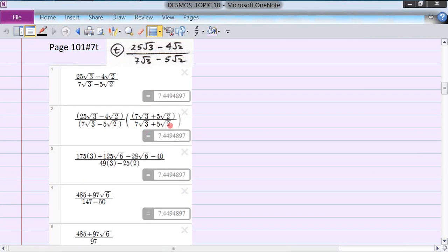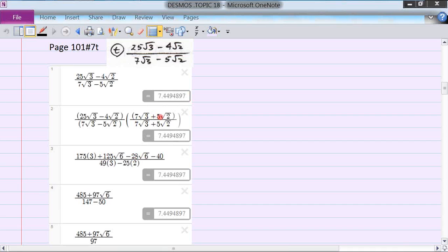First thing I do is enter this on here, rewriting this part multiplied by the other bracket, which is whatever we're going to make here with a plus sign. So here it is right here. This is multiplied by this. Now the first times the first gives me 175 times 3. And then minus 4 root 2 times 7 root 3 is going to give me minus 28 root 6. So I get this term over here.